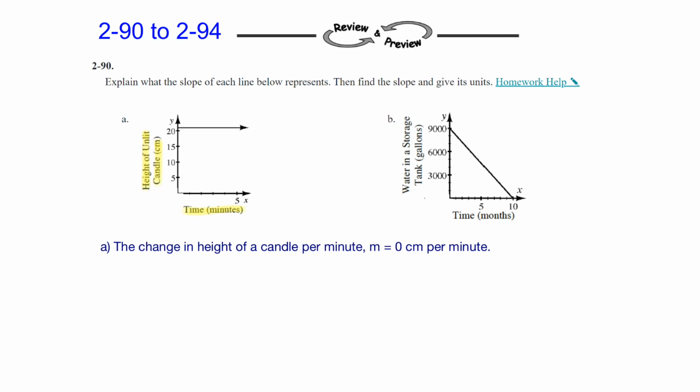Alright, so I wrote that down, and then it also says find the slope and give its units. So the slope, you can see on A, is horizontal, so therefore the slope is 0, which means 0 centimeters per minute.